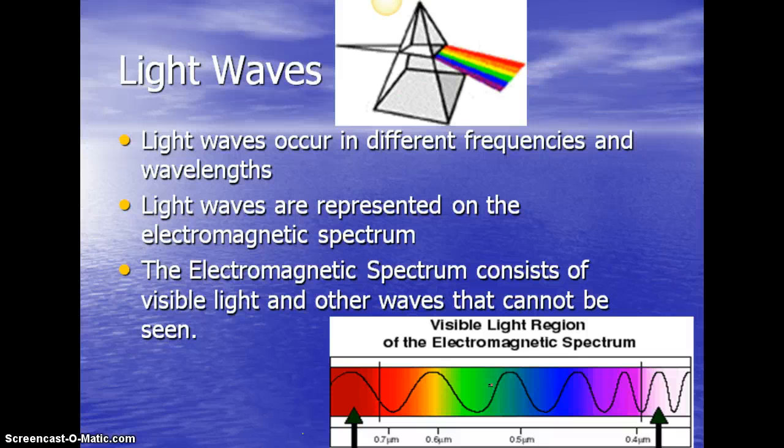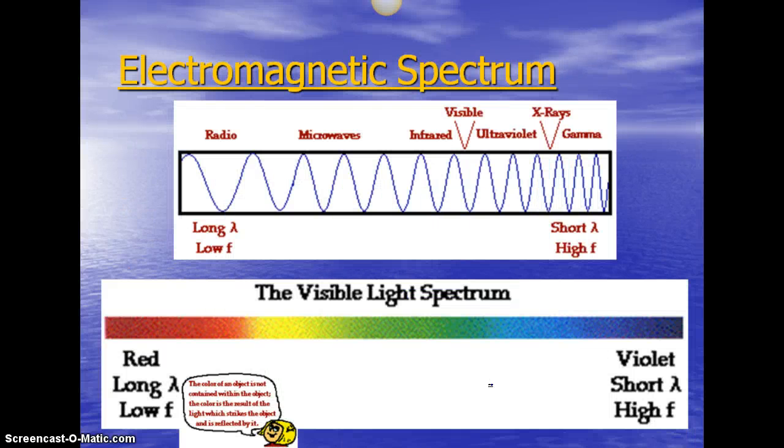Light waves are represented on the electromagnetic spectrum, and it does consist of visible light, but it also has other waves that cannot be seen by the naked eye. So here's our full electromagnetic spectrum up here. We go from radio waves to gamma rays.